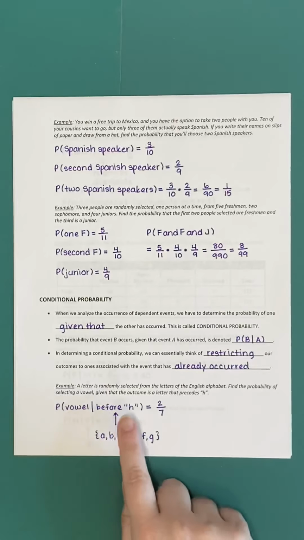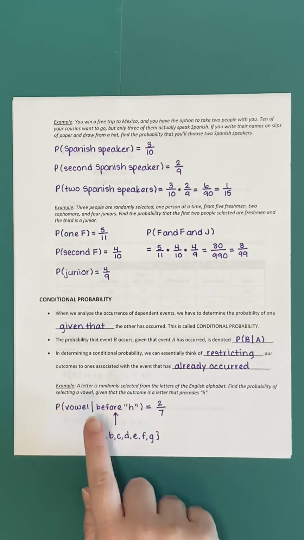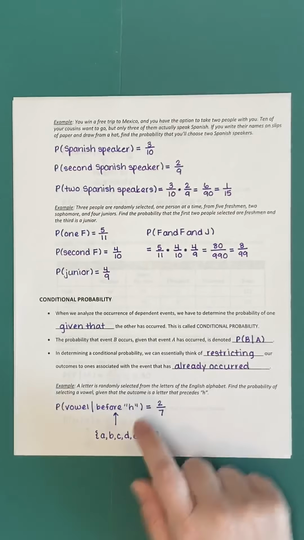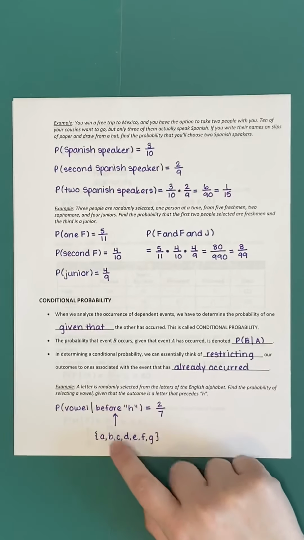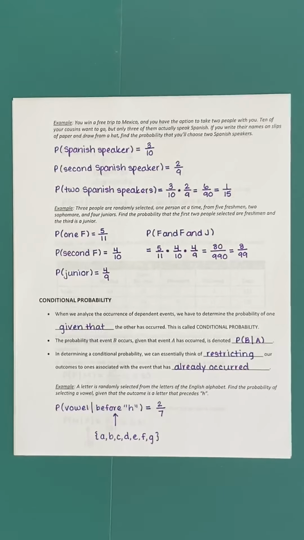So this conditional probability, the probability that we choose a vowel, given that we've already chosen a letter before H in the alphabet, is going to be 2 ways we can do that, out of the 7 from that restricted sample space. That's an example of conditional probability.